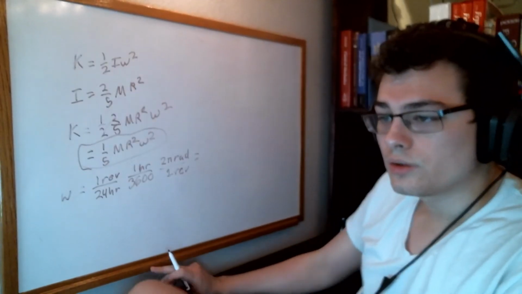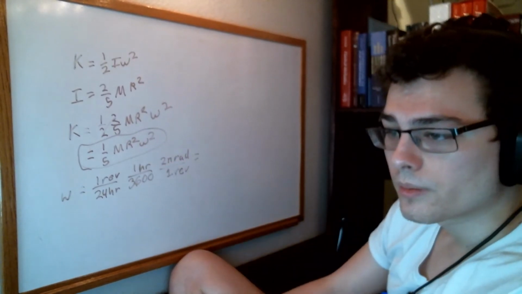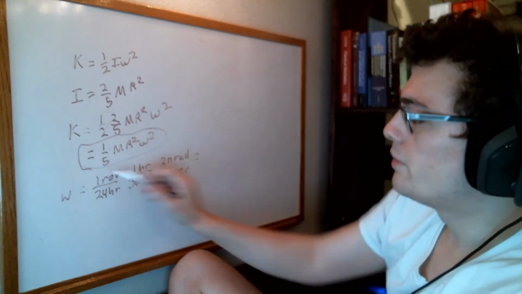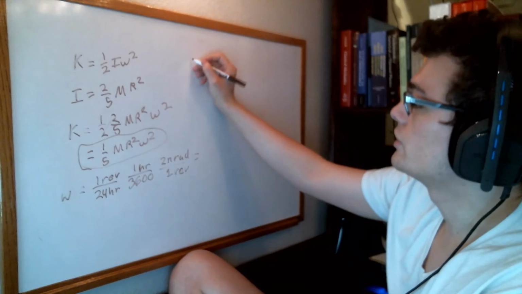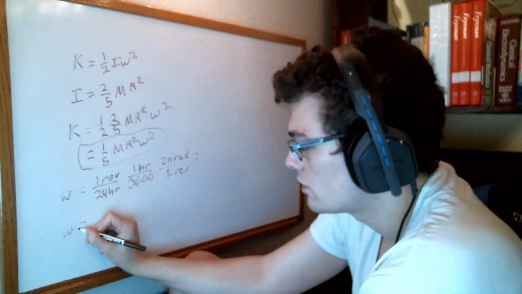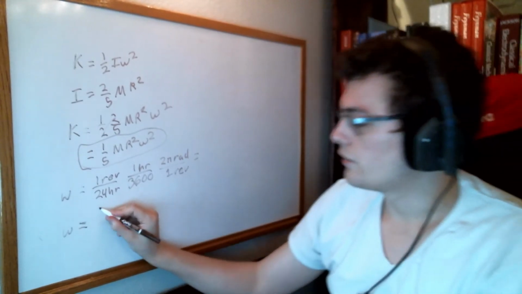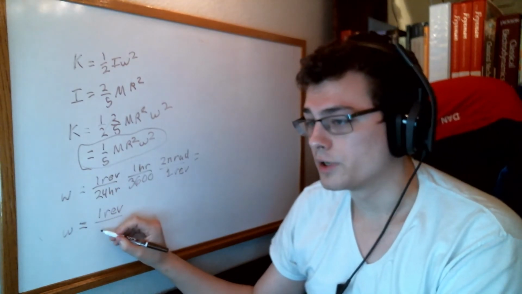And so from here, we will get the same formula here, but omega is going to be different. And so we have to use omega in a different way here. So omega for part 2 is going to be equal to, we're going to have 1 revolution around the Sun for 1 year.